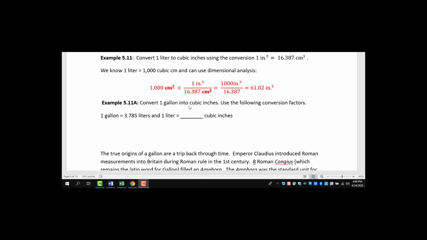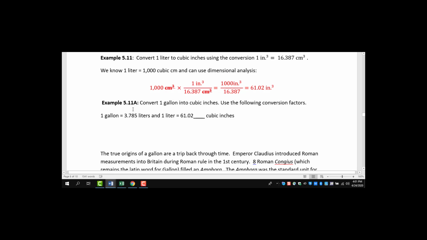So we're going to convert 1 gallon into cubic inches. Here's one you can find anywhere. 1 gallon is 3.75 liters. A liter is a little bit more than a quart, because there's 4 quarts in 1 gallon. And we know that 1 liter is 61.02 cubic inches.